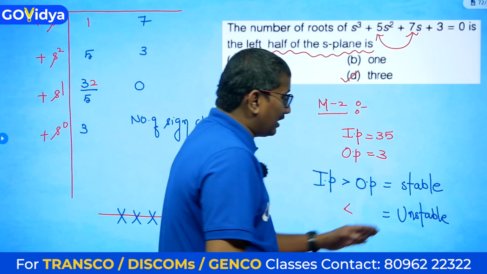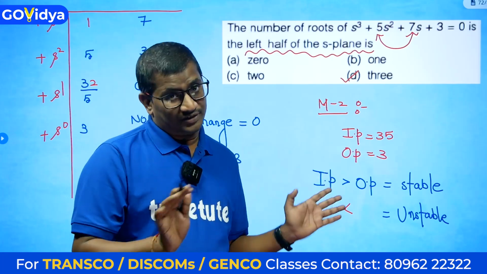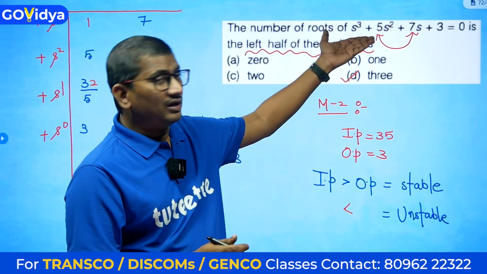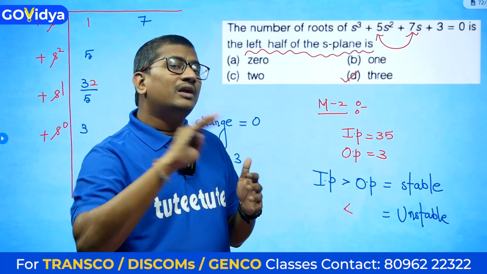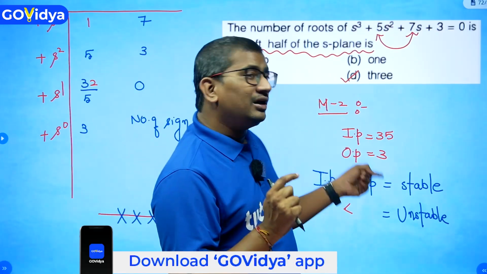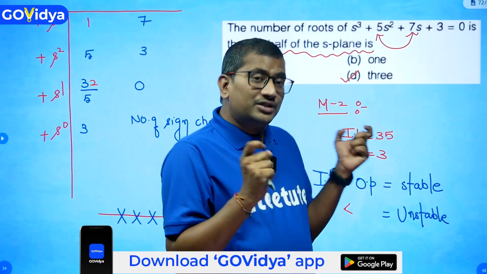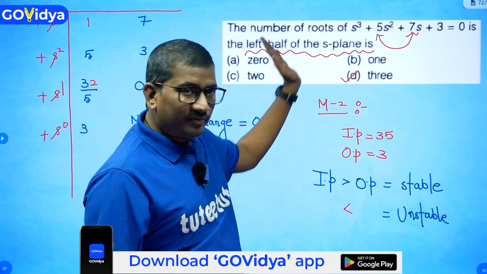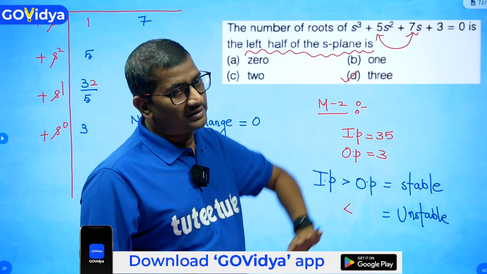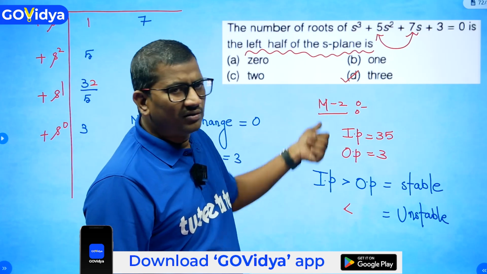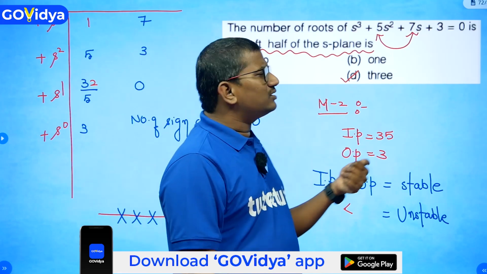But for the unstable case, we don't know how many roots are on the right side and how many on the left side. We cannot say directly by looking at the characteristic equation. But for the stable case, when I state a big statement called stable, that indicates all the roots are lying on the left half of the plane. There is no scope for even one root on the right hand side. So therefore, within one step, less than 10 seconds, you can easily do it.